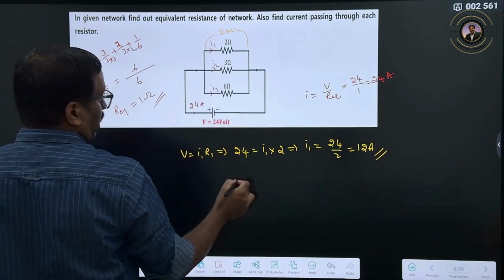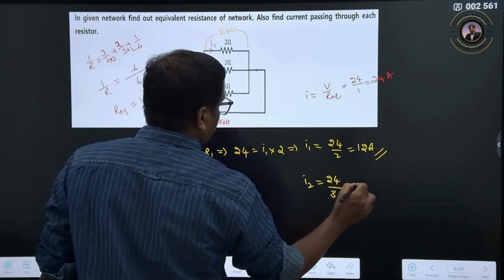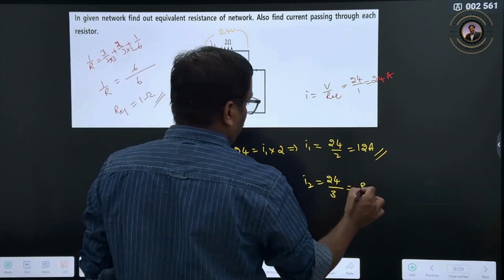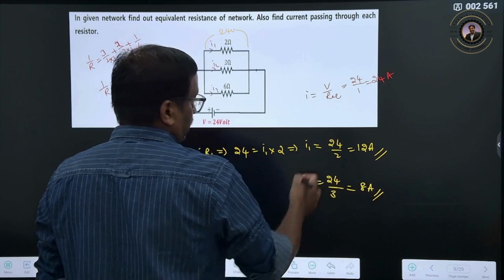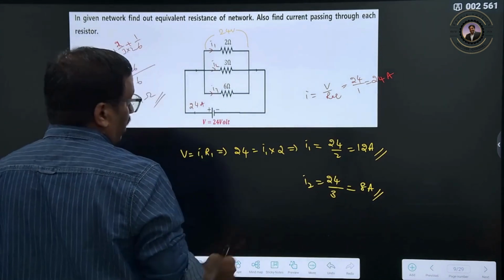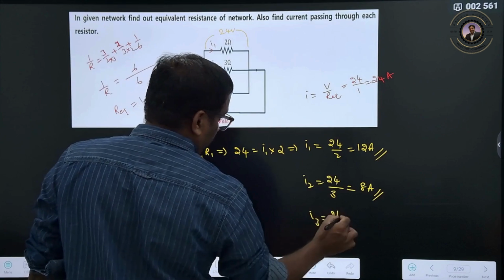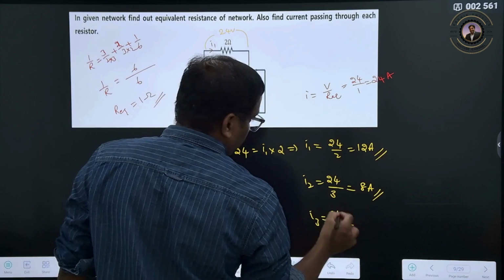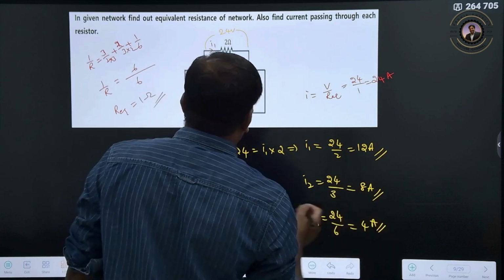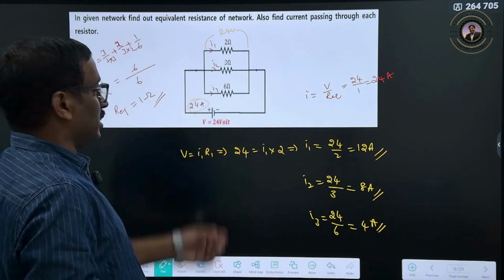So you can rewrite I2 as 24 divided by 3. How much now? 8 ampere will go through it. 3 ones are 3, 8 3s are 24. So I3 can be written as 24 divided by 6, which is 4 ampere. If you add up all these, you will get 24 ampere. These are the currents across each resistor.